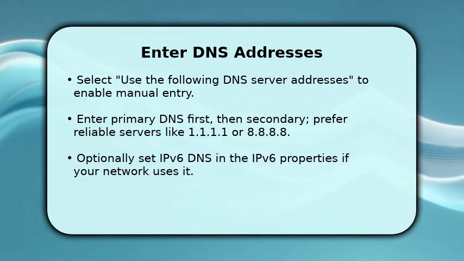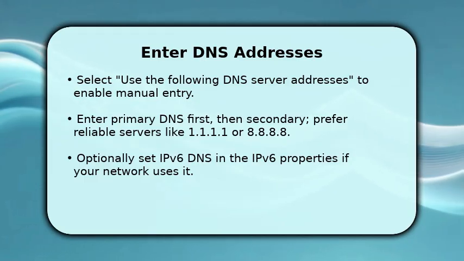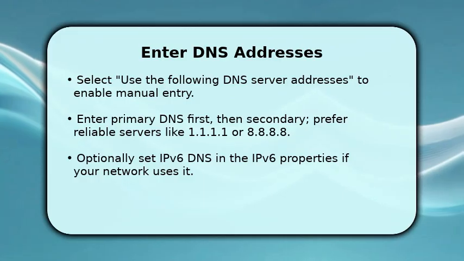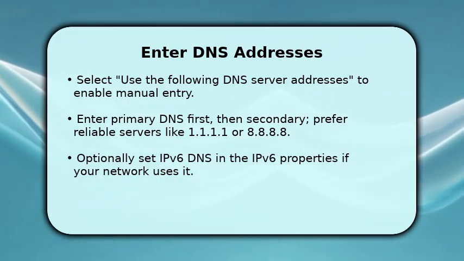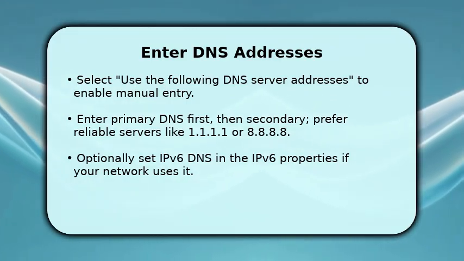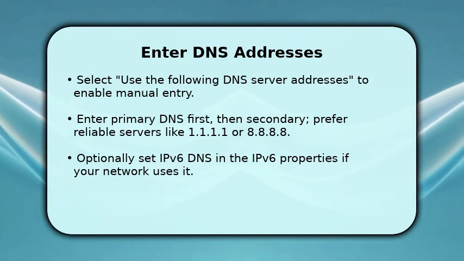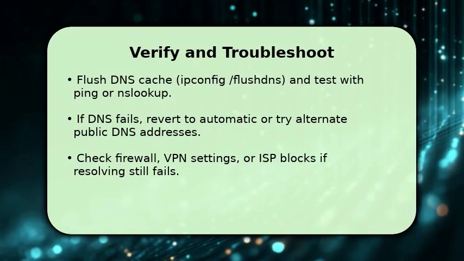If your network uses IPv6, repeat the same steps in the IPv6 properties to avoid mixed protocol failures. After entering both addresses, click OK, then Close, and allow the adapter to renew its IP if prompted so changes take effect. Finish by verifying the change.